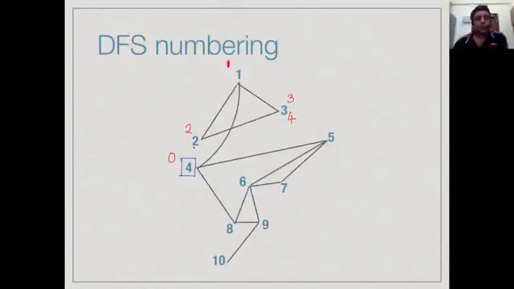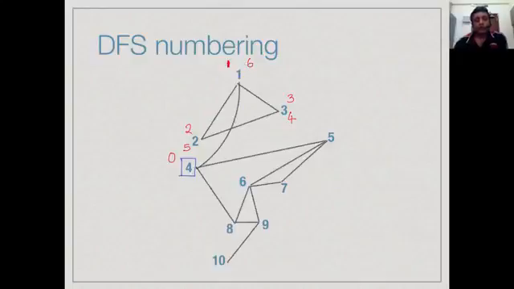Then I come back to 2 and I find that there's nothing more to be done at 2, so I exit from 2. Its post number becomes 5. Notice that here I entered at step 2 and I left at step 5, and in between I did 3 and 4 somewhere else. Likewise, I come back to 1 and I find that it has nothing new to explore, so now I leave 1 at step 6.